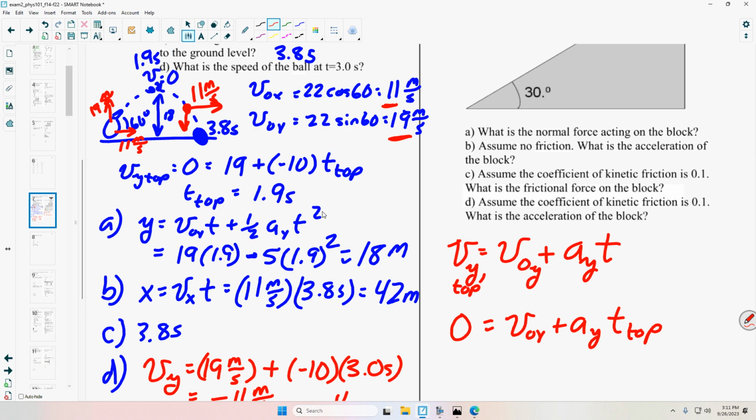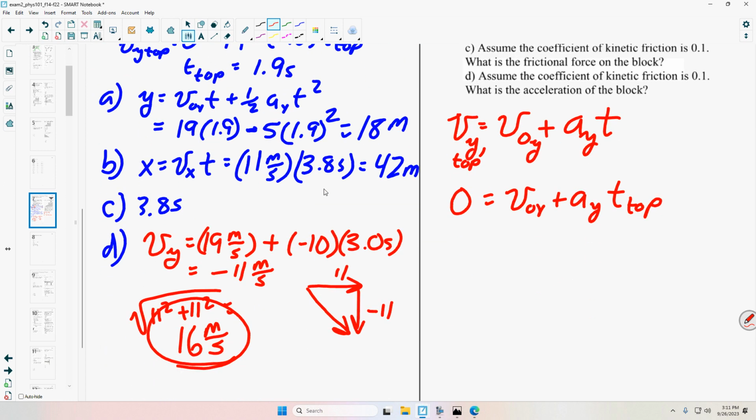That's a really important step because usually that's going to be the way that you find the time for that object as it travels through its trajectory. You're going to use the fact that the velocity at the top is equal to 0. And so you have some information about that point in space, allows you to determine the time that it's in the air. And then this other one down here for part D, I wanted to know the velocity in the y direction at a particular time. Now this time right here was given.